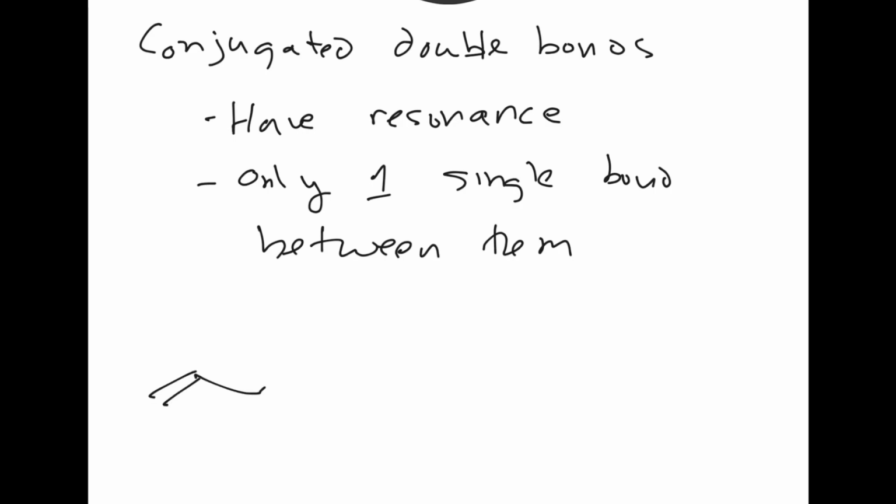So you've got, this is a conjugated diene. It's double bond, single bond, double bond. You can build this out longer. All those double bonds are conjugated. There's only one single bond in between each of them. So that whole system is conjugated.